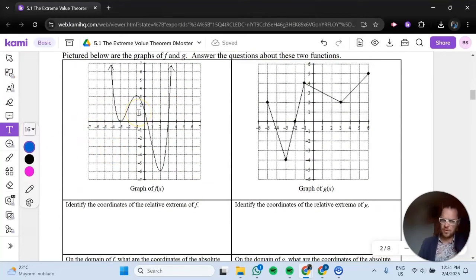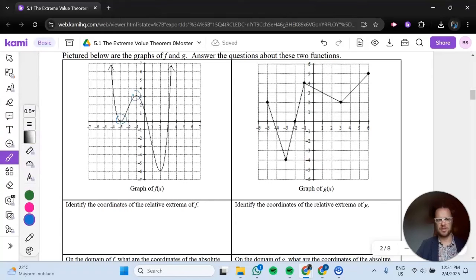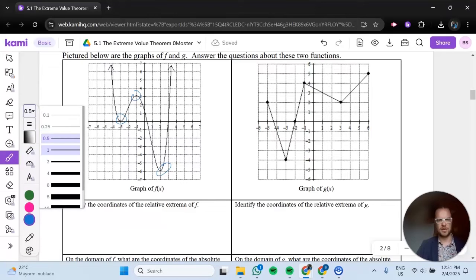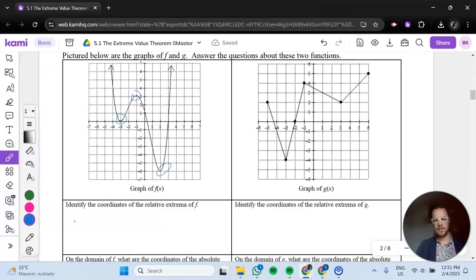So here, pictured below, we've got our graphs of f and g. Let's start just by looking at f. Identify the coordinates of the relative extrema. Well, we're going to have relative extrema anywhere that there's those mins or maxes. There we go. And so we're going to have two relative mins, one here and one here. So that is at -3, 0. And we're also going to have one at 2, -6. And we'll have one relative max as well. Our relative max is the one that's up here, and that's at -1 and 3.